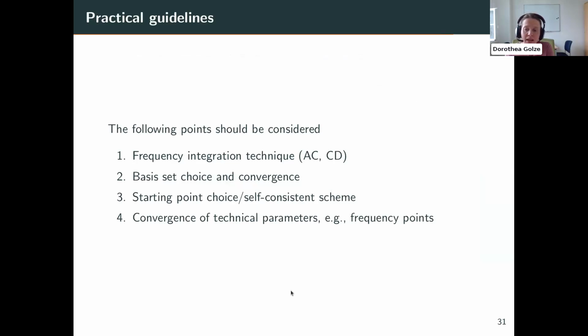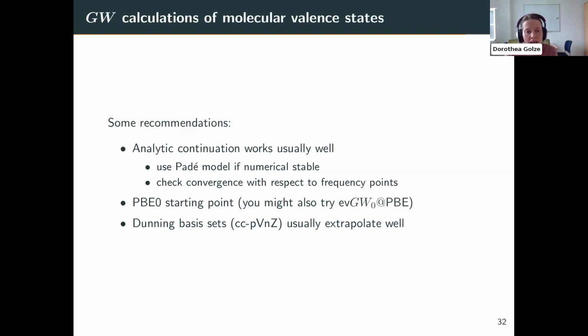Okay. Now, finally, I want to close with a few practical guidelines. The points that you should consider when running GW are what frequency integration technique to choose, your basis set convergence, the starting point dependence, or the choice of a partially self-consistent scheme. And there are also other convergence parameters, for example, the number of frequency points you use, for example, in the Pade model, as reference frequencies, etc., and how many Pade parameters you choose.